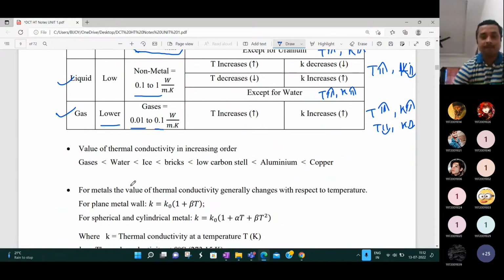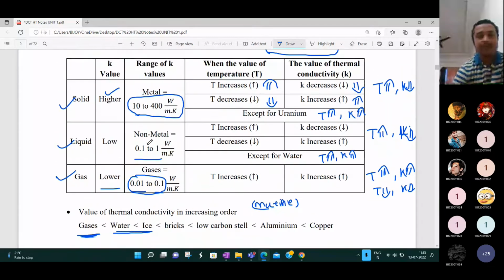Next, let us discuss some increasing order. Generally, in a multiple choice question, they will give 4 components, and ask in which case the thermal conductivity is higher. So this is one type of table. You can say gas. Gas is in the range of 0.01 to 0.1. It will be lower. Then water and ice. These are generally liquids, so they will have between 0.1 to 1.